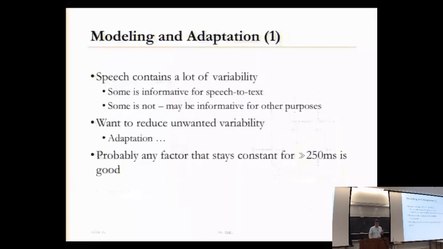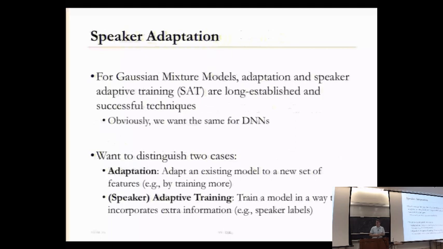So we want to reduce this unwanted variability, and that's what we've been doing in speech recognition for a very long time, adapt our models in some way. For Gaussian mixture models, the mainstay of speech recognition, we've been doing speaker adaptive training, shifting the means of the Gaussians a little bit. And obviously, we want to do the same thing for deep neural networks. It's sort of our instinct. If we have a new tool, let's try if all our other tools can work with the new tool.